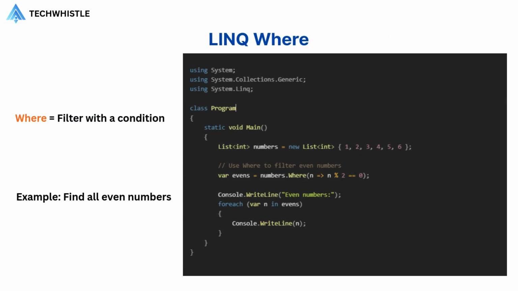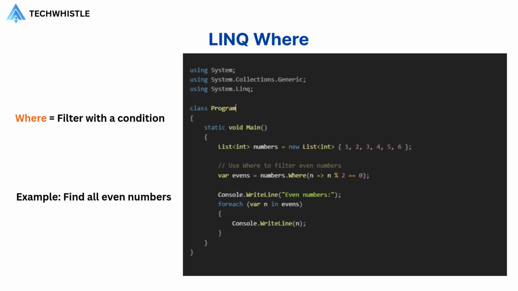All right, let's start with filtering, and the most common LINQ method for that is Where. On screen, you see that we've created a simple list of numbers, 1 through 6. Think of this list like a basket holding 6 apples, each labeled with a number. Now, let's say we only want the even numbers, numbers that can be divided by 2 with no remainder.